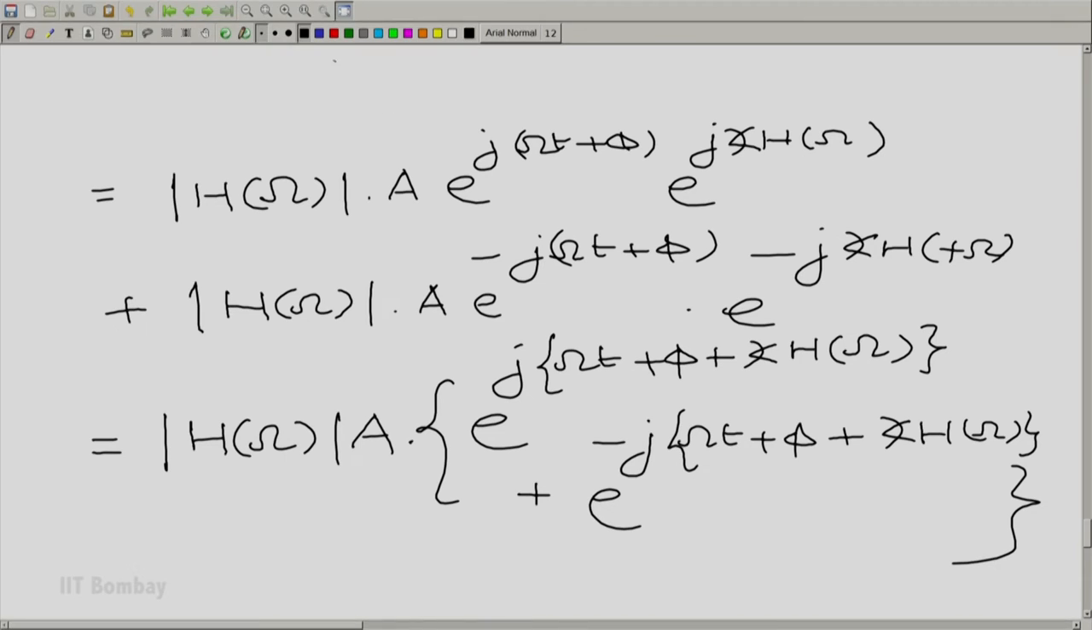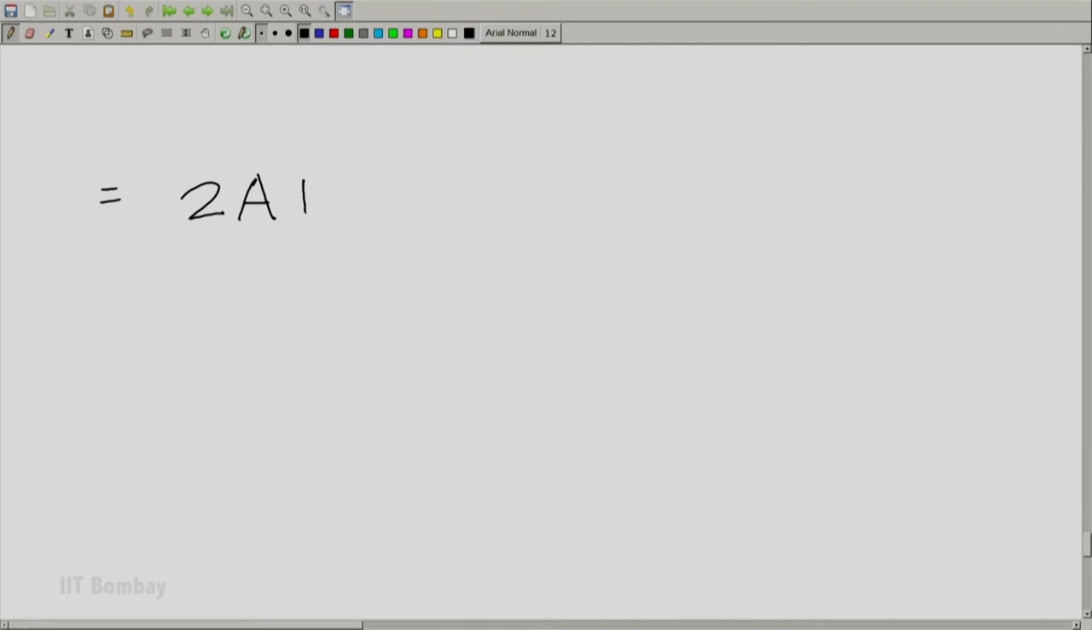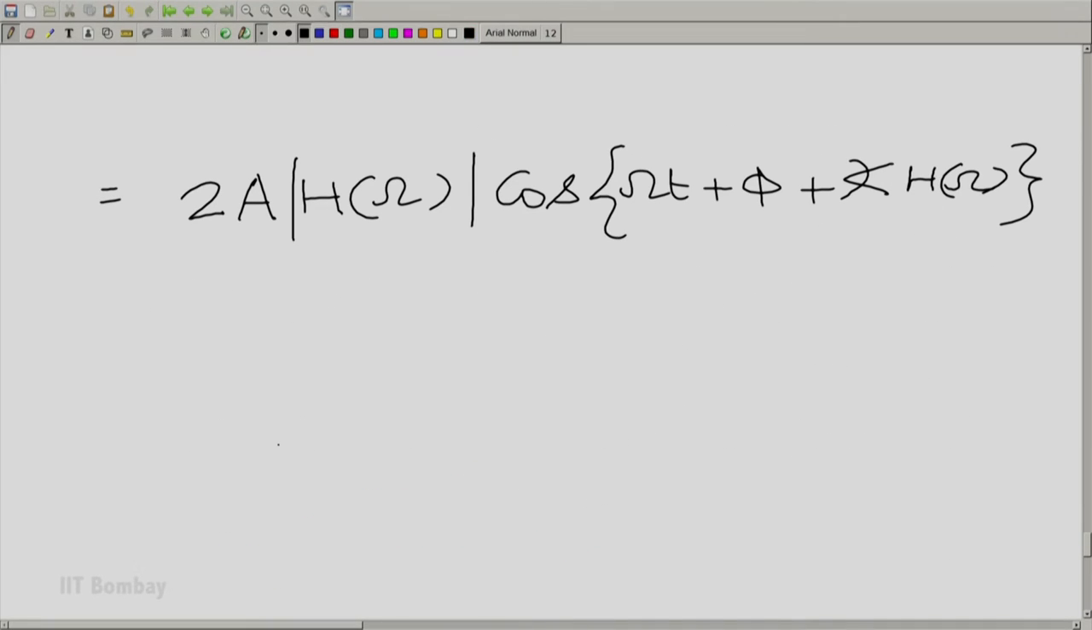Now, once again, notice something interesting. These are complex conjugates. And you can add them together and take only the real part left, twice the real part. So, I have, and this gives a very beautiful interpretation.